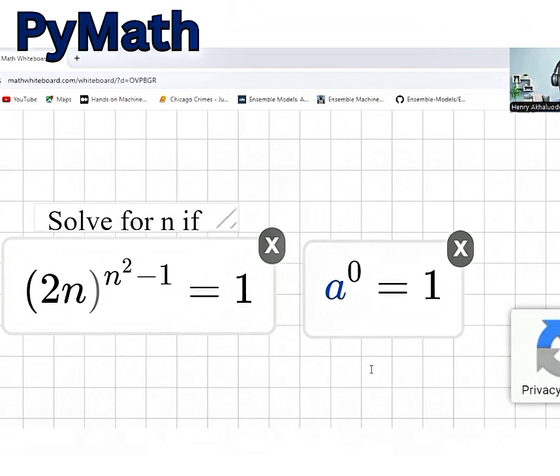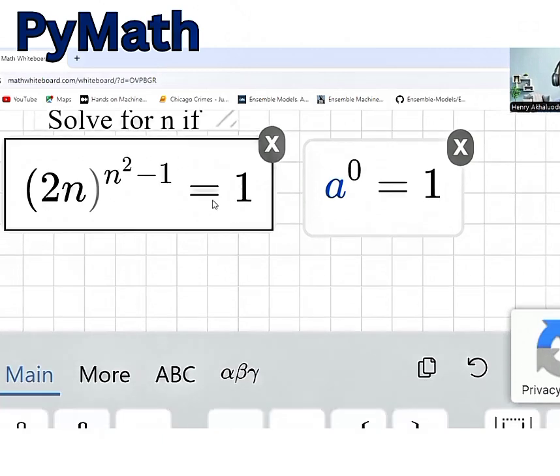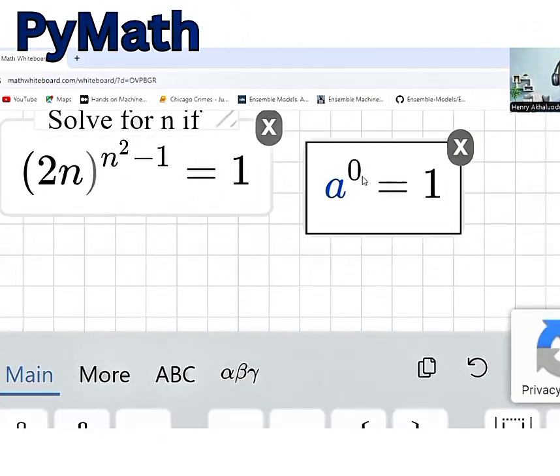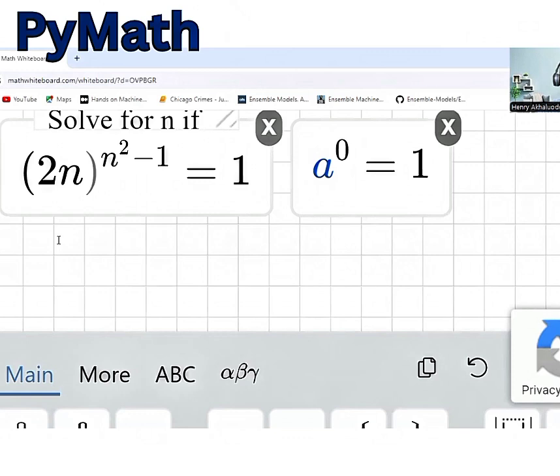raised to power 0 is 1. So if you raise 100 to power 0, you get 1. You raise 1,000 to power 0, you get 1. You raise 1,000,000 to power 0, you get 1. Here you will just represent the numbers by a. A to power 0 gives you 1.